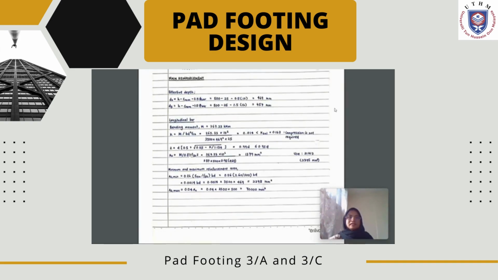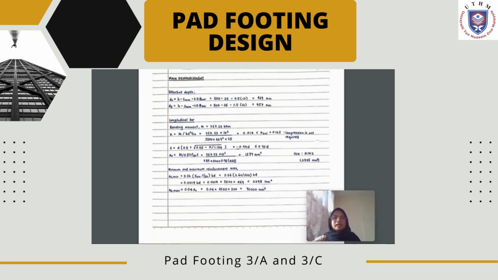Next, estimate the main reinforcement. So first, we need to find the effective depth at axis X and Y. Then we will find the longitudinal bar. So using this step to find the AS required, the first step is to find the value of K. The value K will use this formula, and then equal to 0.014, which is smaller than K, but equal to 0.167, so the compression reinforcement is not required, and then the value Z.